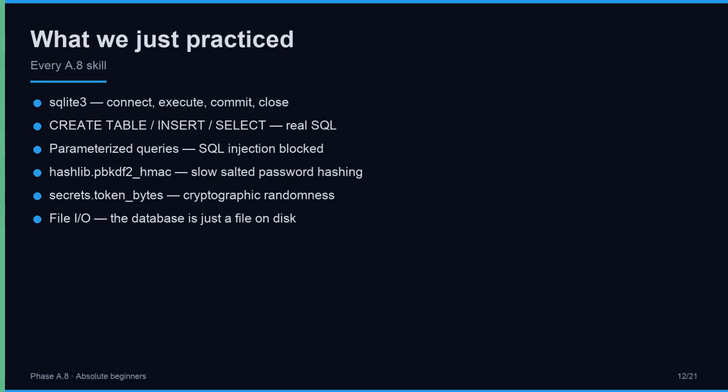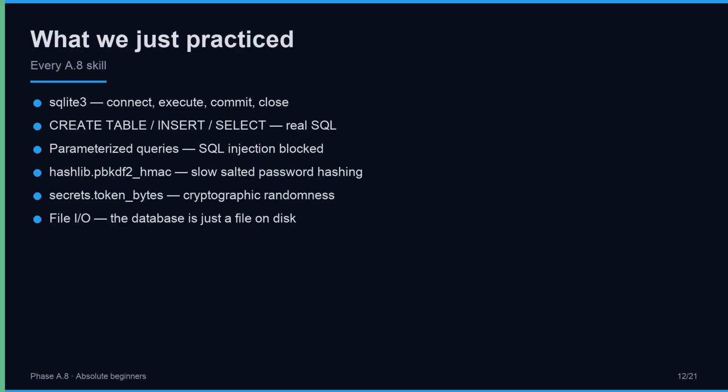SQLite 3 end-to-end: connect, execute, commit, close. 3 SQL statements: create table, insert, select. Parameterized queries to block SQL injection. PBKDF2_HMAC for slow salted password hashing. secrets.token_bytes for cryptographic randomness. File I/O: the database is literally just a file on disk. 6 skills from across the phase, all working together in 100 lines of Python.